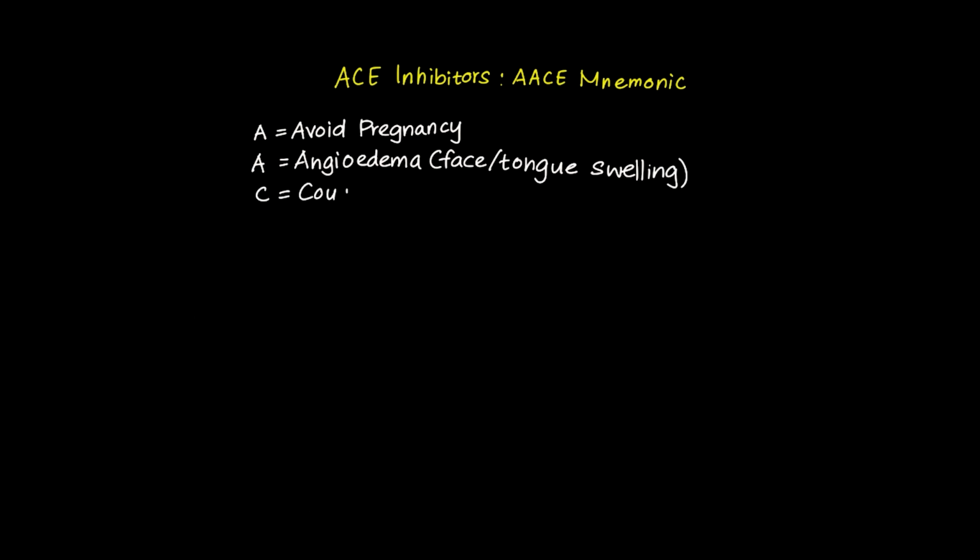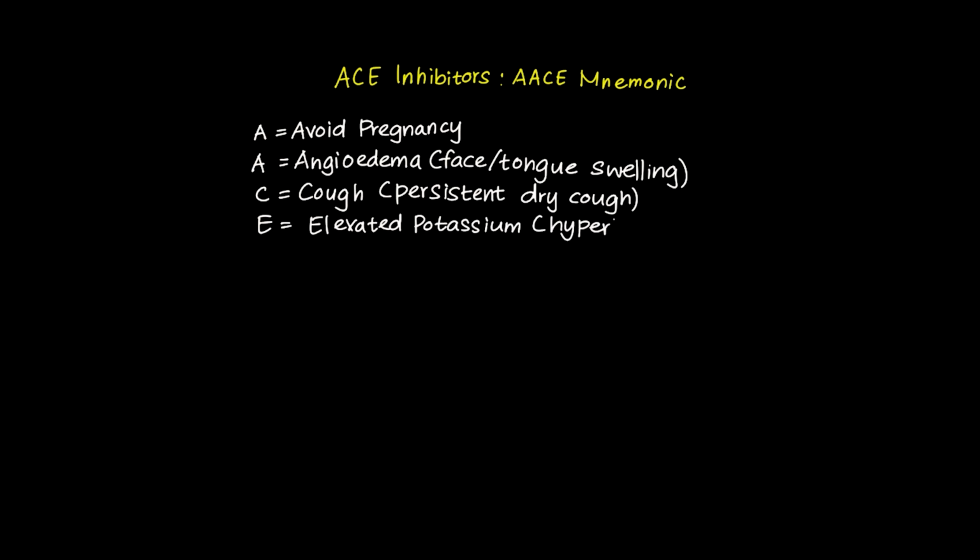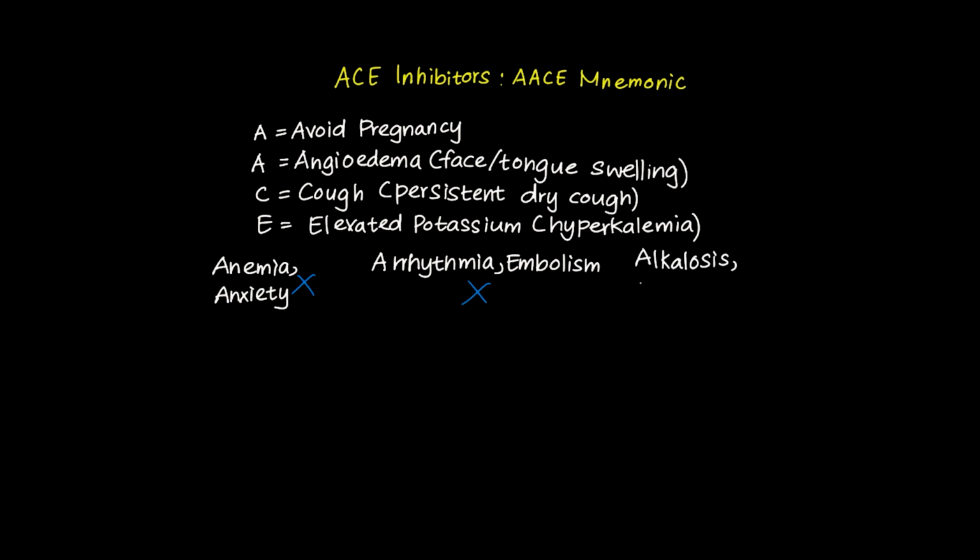C is for cough, a persistent dry cough that is one of the most common complaints patients have with ACE inhibitors. E is for elevated potassium, also called hyperkalemia, because ACE inhibitors cause the kidneys to retain potassium. The other answer options throw in random side effects like anemia, anxiety, arrhythmia, and alkalosis that are not part of the ACE profile for these drugs.